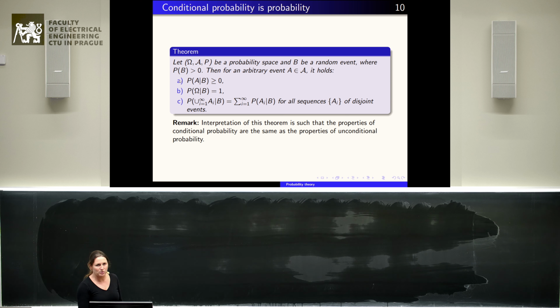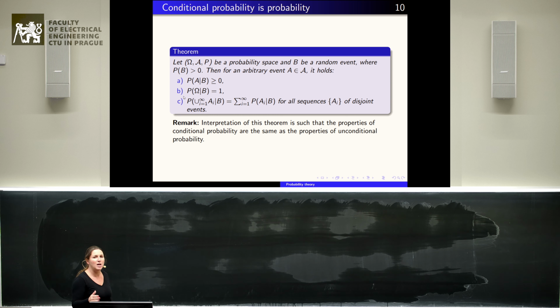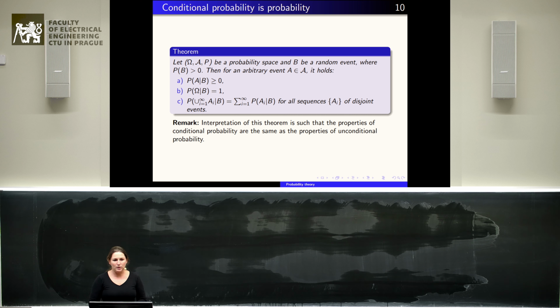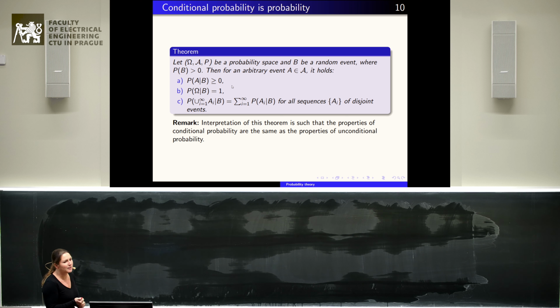And these 3 conditions are in fact the properties which define the probability. So when we prove that these 3 properties are satisfied, we prove in fact that this function is the probability in its definition, and we can work with this conditional probability in the same way as with the unconditional probability, with the classical probability. So what are these 3 properties? The first property is that the probability of the event A, conditional on B, is not negative.